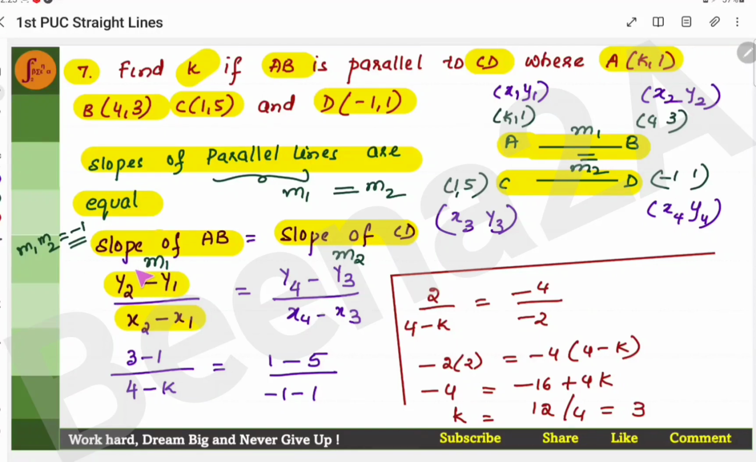And M1 is given by this 2-point slope form. M2 is also given. Both are same, M1 is equal to M2. Therefore, these two parts will also be same. Since slopes are same, these two parts will also be same. So when you simplify, you'll get the value of k. So k is 3.